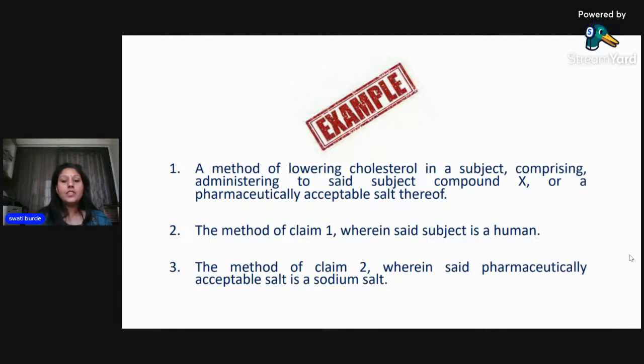These further say wherein the subject is human, wherein said subject. Said means we are pointing out, we are talking about this subject, which has already been mentioned in the first independent claim. This subject is a human. And then the third claim says wherein said pharmaceutically acceptable salt is a sodium salt. So further we are narrowing down, right? Said pharmaceutically acceptable salt has already been talked about in the first claim broadly. Now we are narrowing it down to sodium salt. So here we follow a funnel approach. Funnel approach means the first independent claim has to be broad, and then the dependent claims will go on narrowing down.